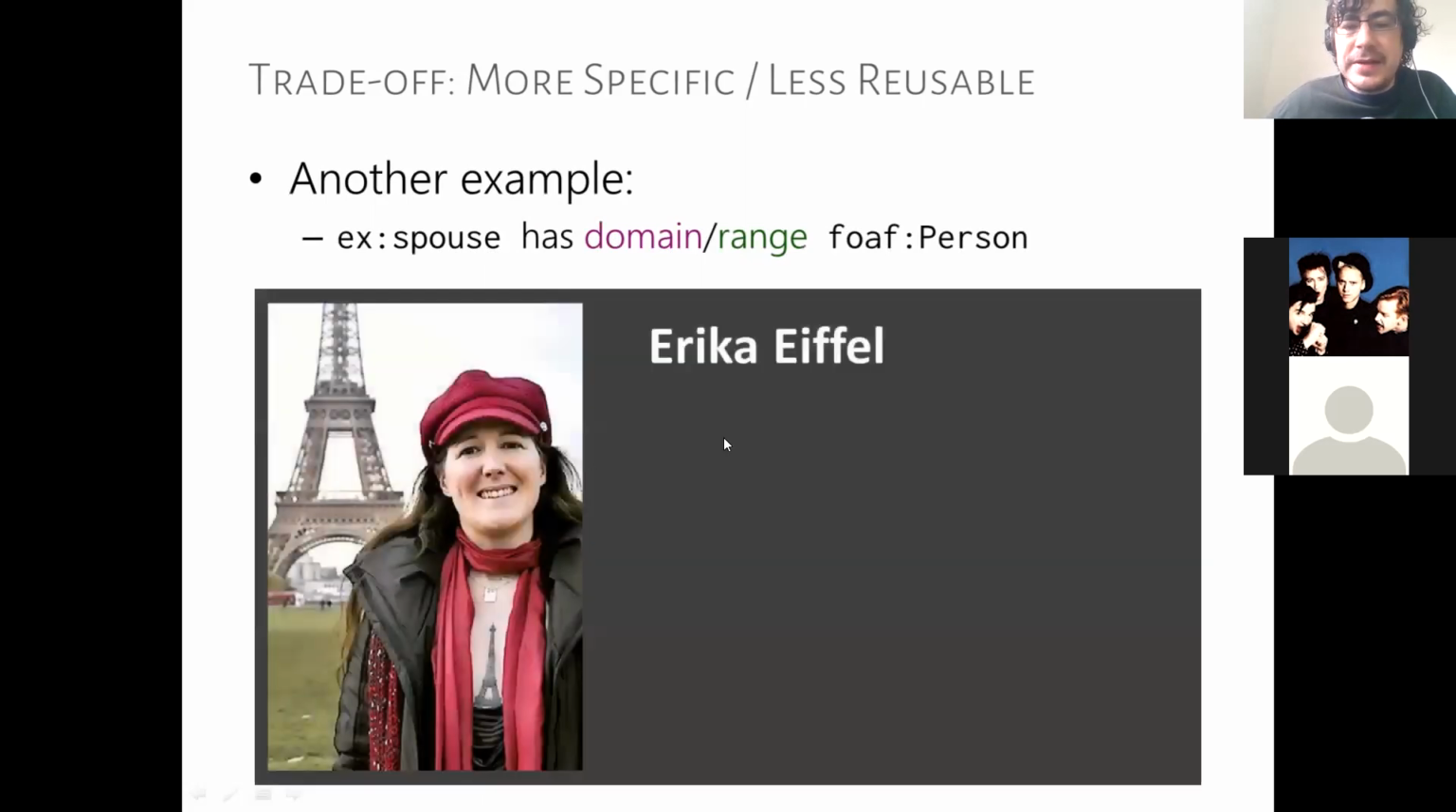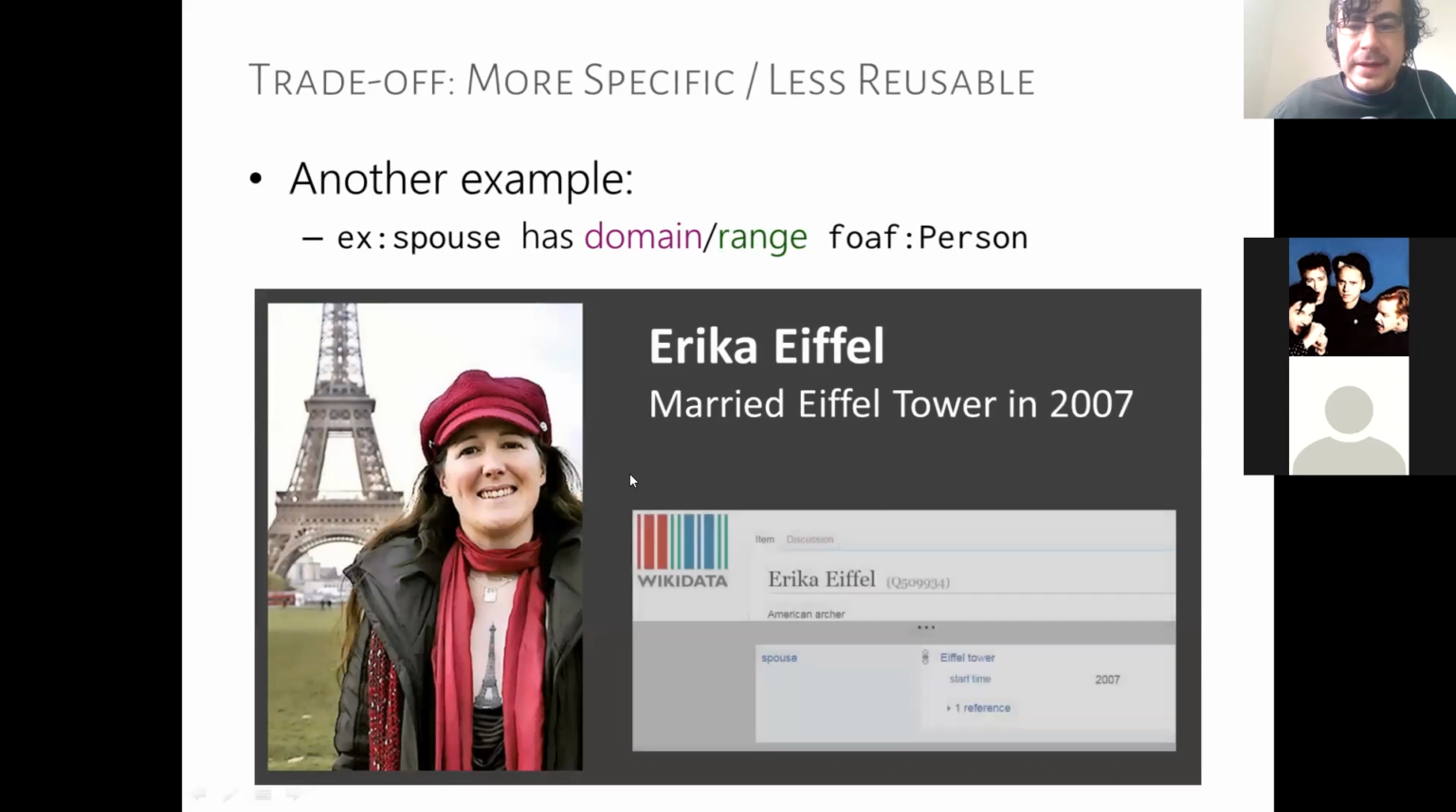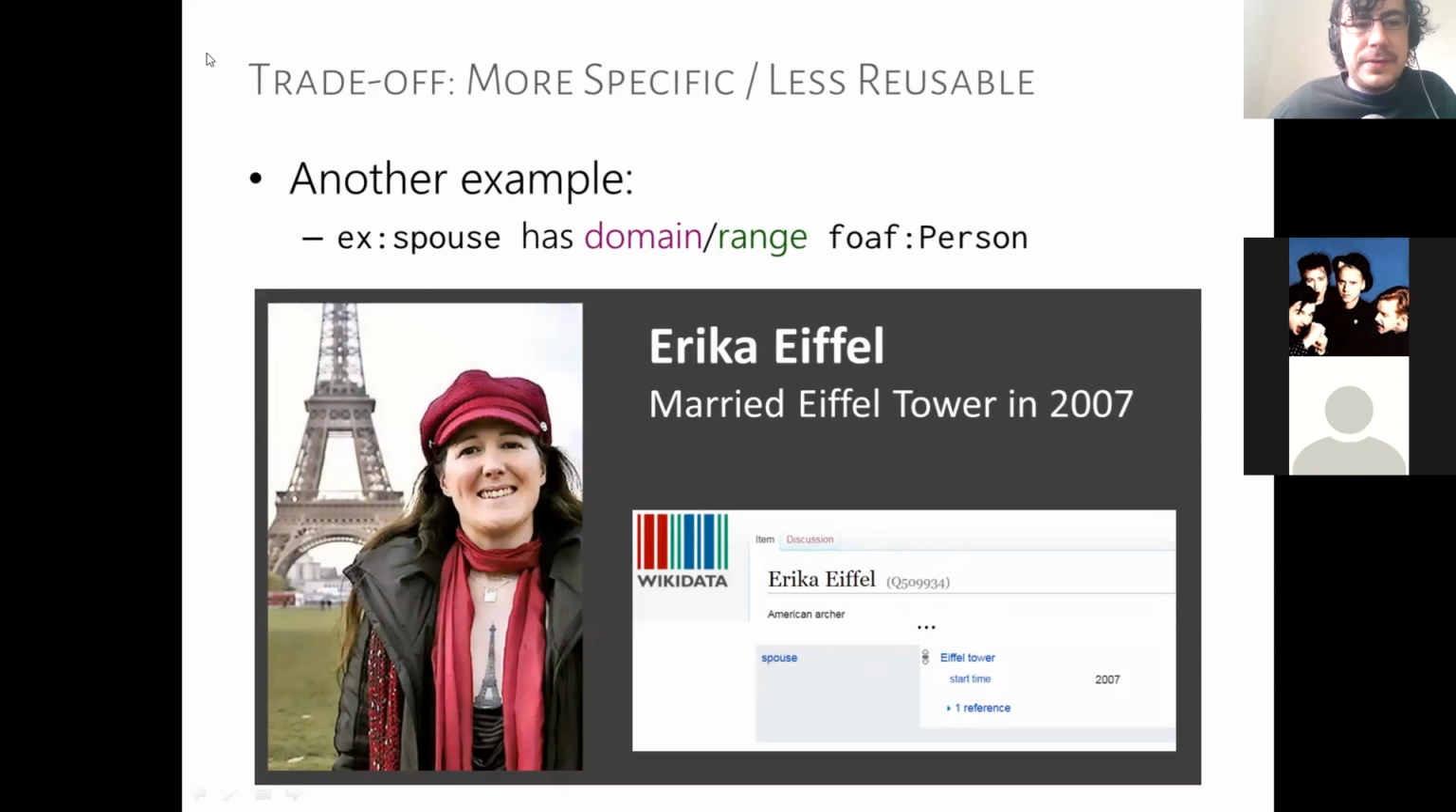But there's plenty of counter examples. For example, Ulrika Eiffel married the Eiffel Tower in 2007 in some sort of legal way. So in general, when we define things that seem intuitive and seem to apply generally, often there will be counter examples. So there's always this trade-off between being more specific in our semantics and being more reusable. The more we define the semantics, the less reusable the terms that we define become.